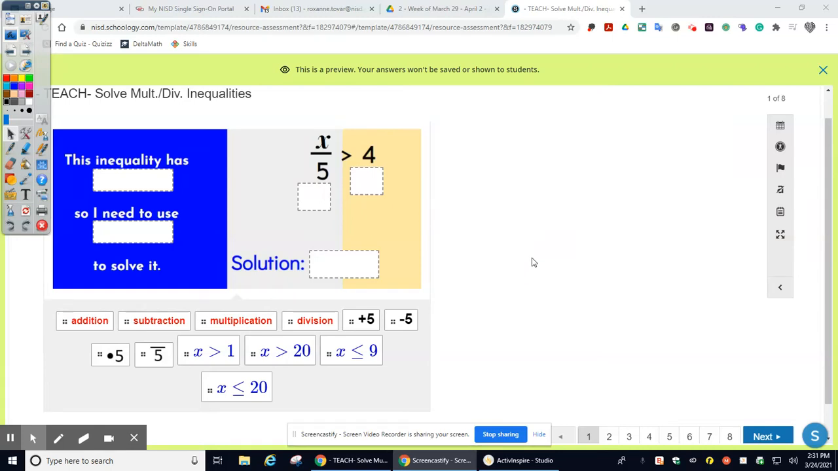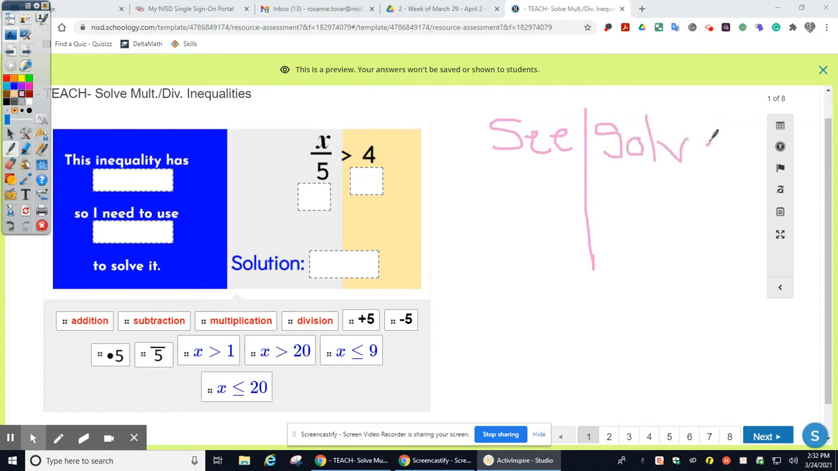All right, so today we're going to be learning about solving, multiplying, and dividing inequalities. So remember your inverse operations again. Multiplication is the opposite of division, and division is the opposite of multiplication. They cancel each other out. So I'm really going to encourage you to use the see and solve method whenever you do these.